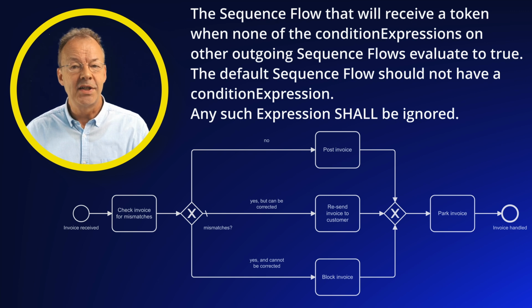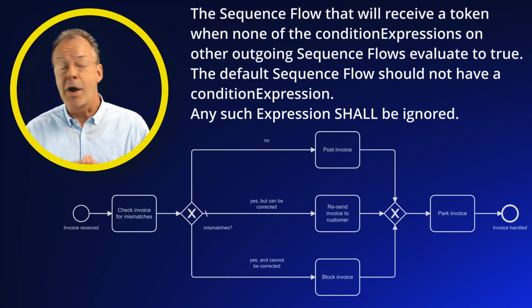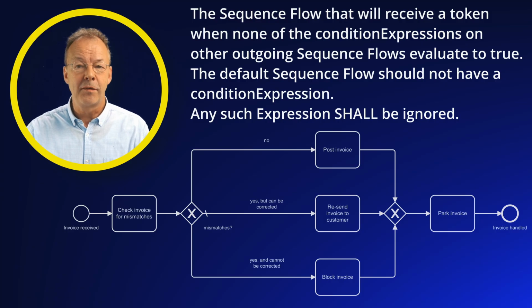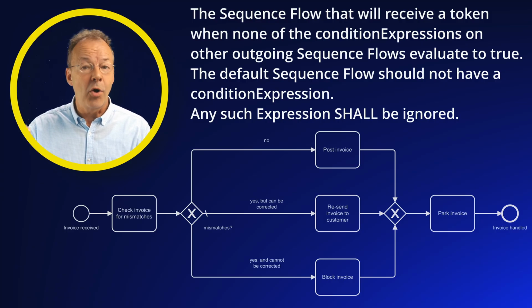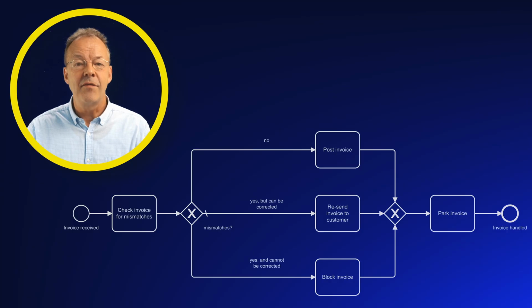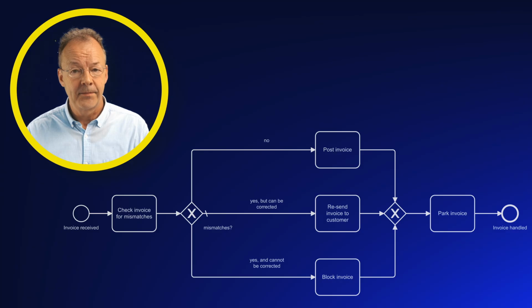It also means, for our current diagram with our assumed evaluation order from top to bottom, that the block invoice task could never be activated. This would be a modeling mistake.